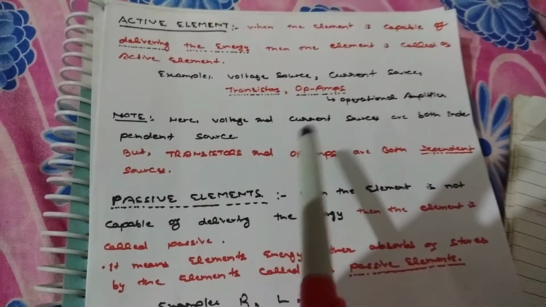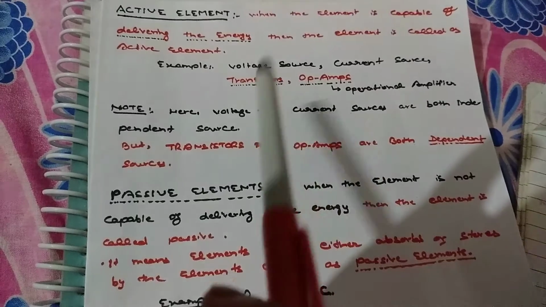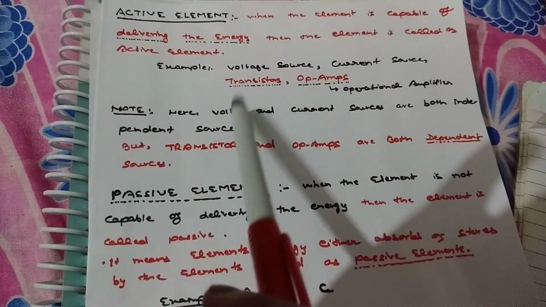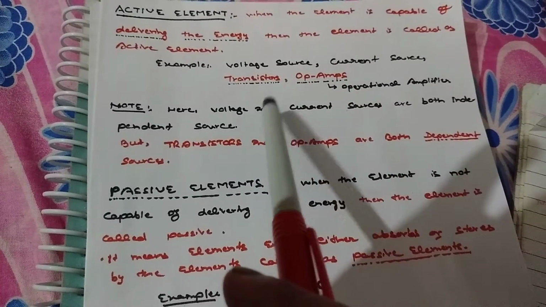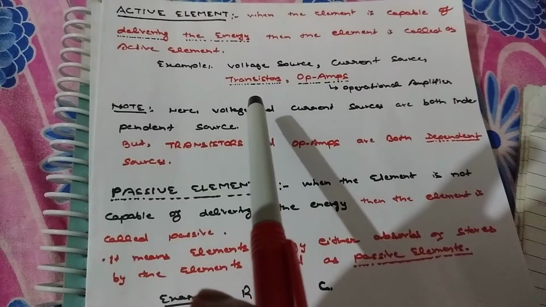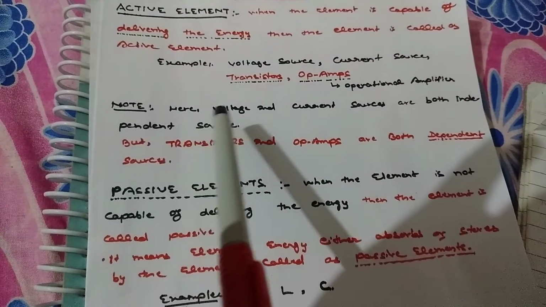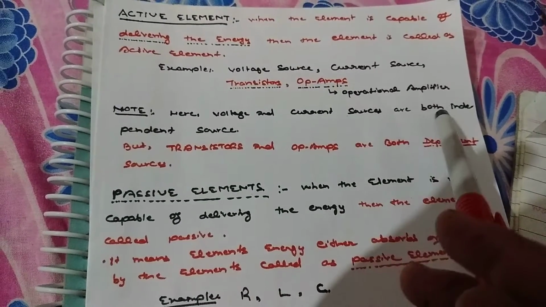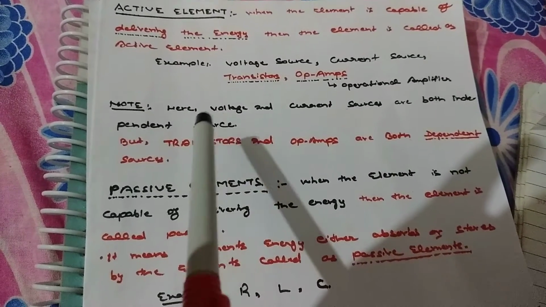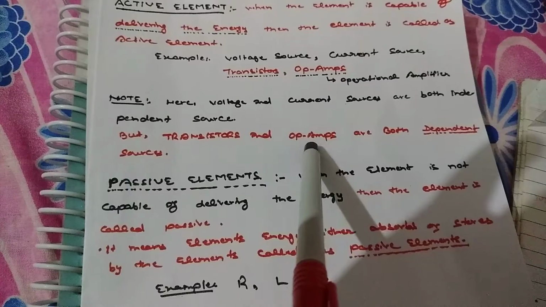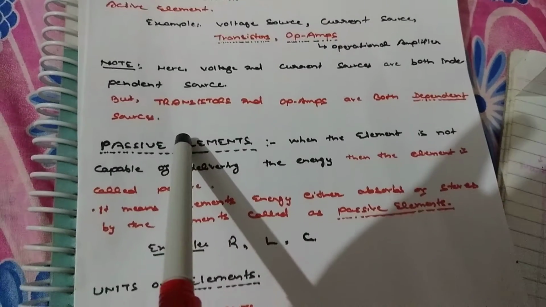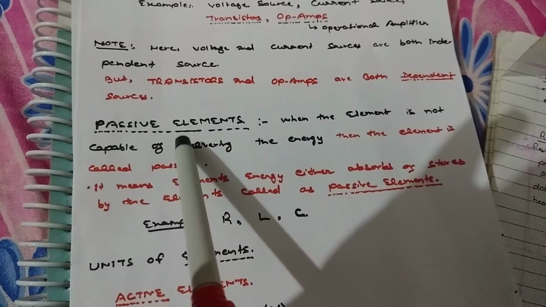Students, फ्रेंड्स, जो आपको लगे कि नई चीज़ है, इसमें से अगर 10 सेकंड का भी कोई नया टॉपिक हो तो उसको आप नोट कर सकते हो. May be that will be beneficial for your further exams. Here voltage and current sources are both independent sources, that you all know, but transistors and op-amps are both dependent sources. Okay, students. Next, passive elements.